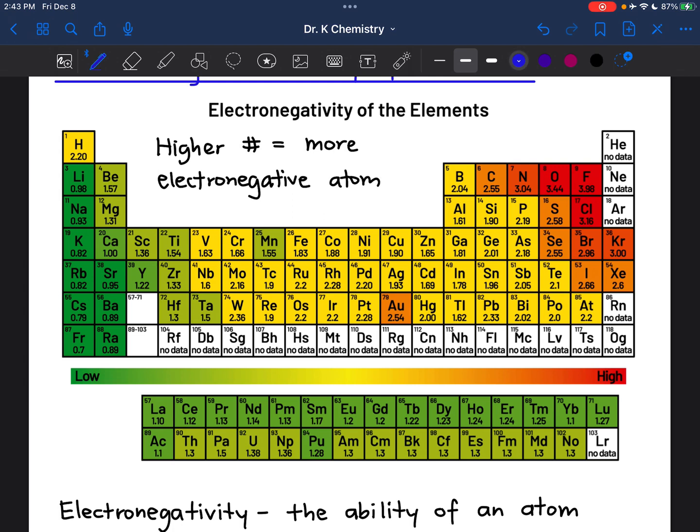If we take a look at the chart, we'll find that fluorine is the most electronegative element on the periodic table. It has an electronegativity of 3.98, which means it really, really wants electrons. You can compare that to alkali metals, for instance. We see that francium has an electronegativity of only 0.7, which means it really doesn't want electrons. That kind of makes sense if you think about the fact that alkali metals lose electrons and halogens tend to gain electrons in order to fulfill their octet.